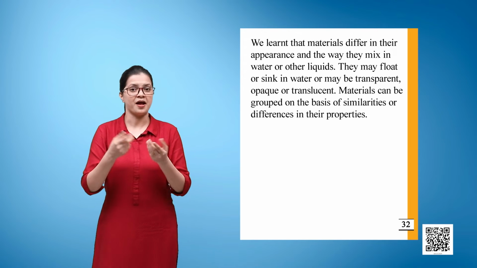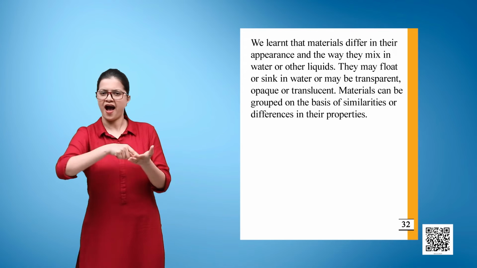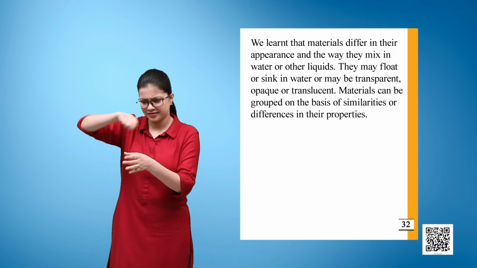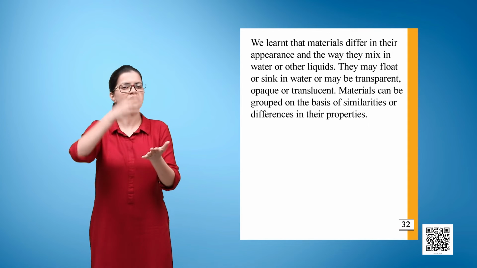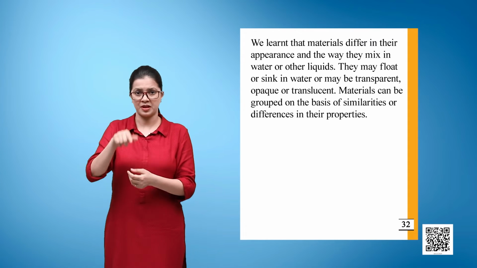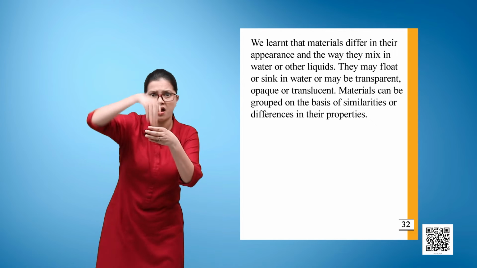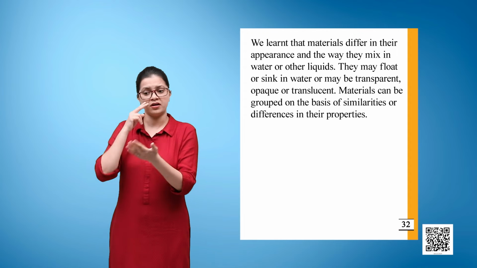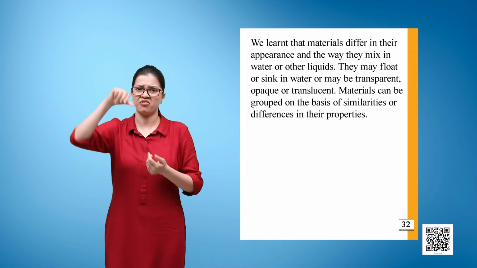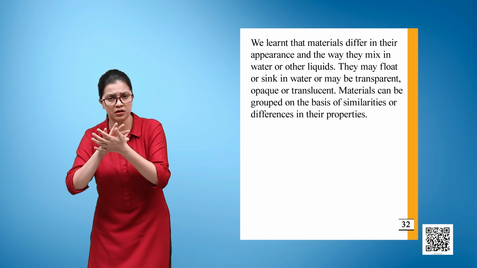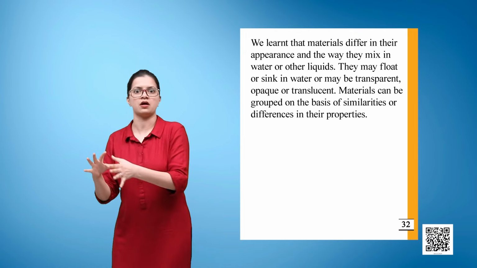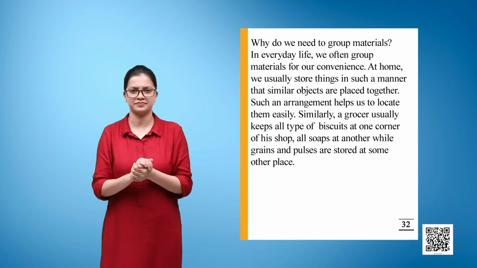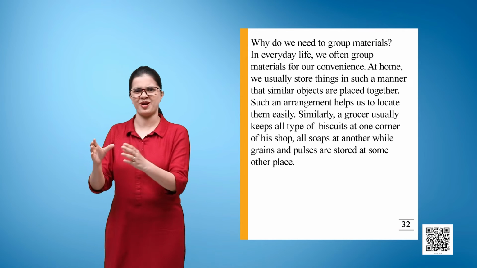We learnt that materials differ in their appearance and the way they mix in water or other liquids. They may float or sink in water or may be transparent, opaque or translucent. Materials can be grouped on the basis of similarities or differences in their properties. Why do we need to group materials?